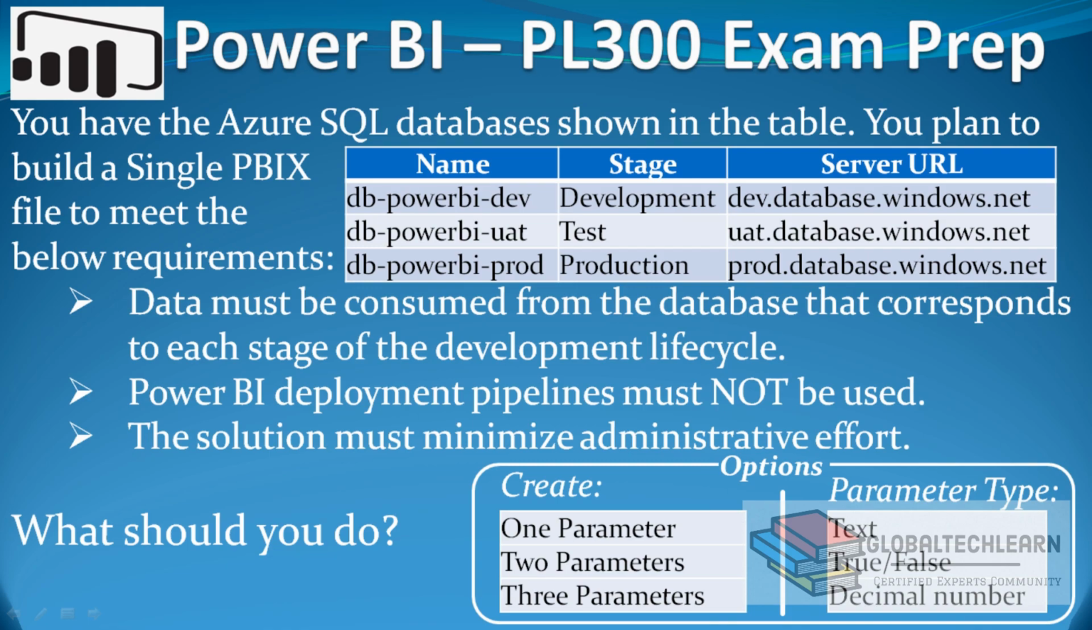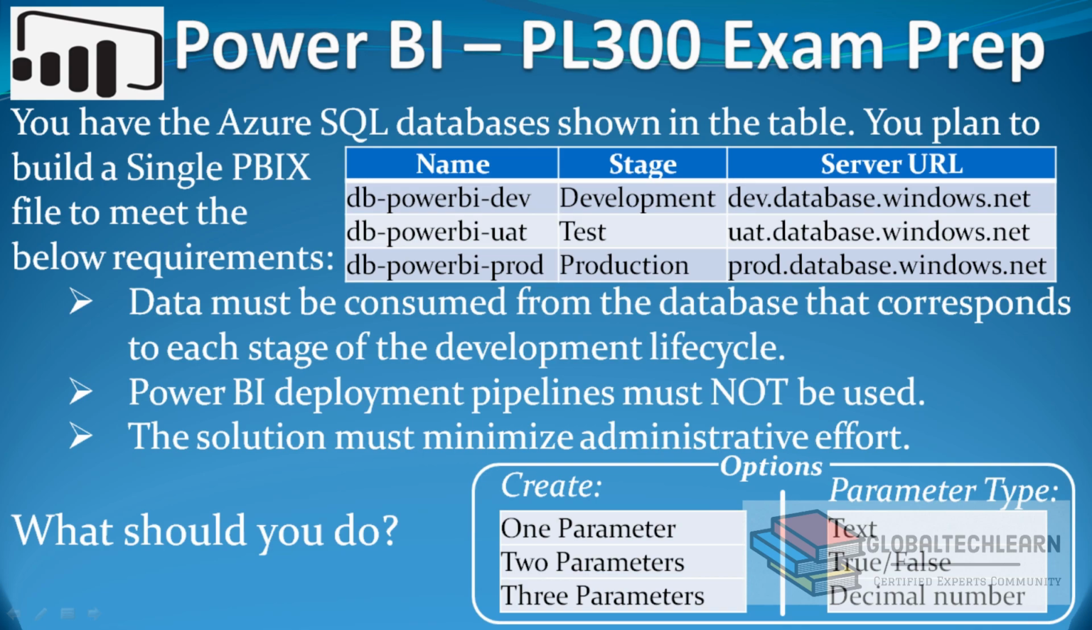So in this complete life cycle, we can understand there are three different databases. We can see in the given table, the first server URL starts with dev, the next server URL starts with UAT, which is for the testing environment database, and the last one is for prod. So with this we can understand we have three separate environments, and we have covered the three requirements. From these requirements we can understand that the Power BI deployment pipelines, which are used for promoting the report from one environment to another, we have to skip.